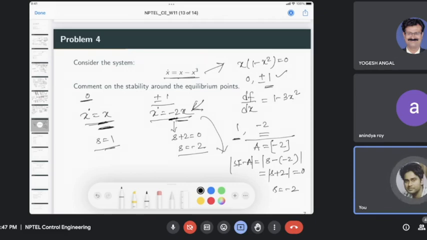As we say, if it is at the equilibrium point, it will remain at the equilibrium point. But what happens in the neighborhood of that equilibrium point? How is it behaving? Around that it is unstable. Okay.